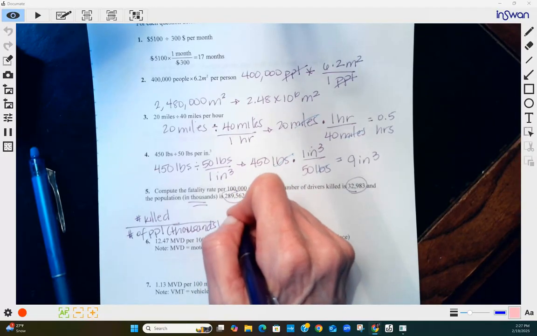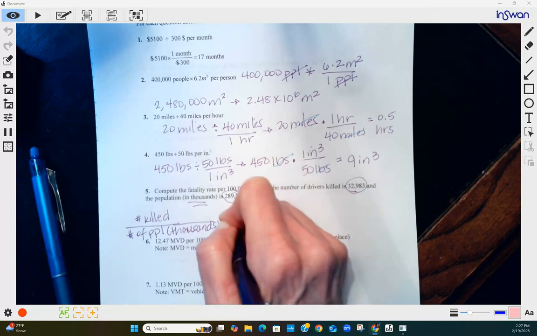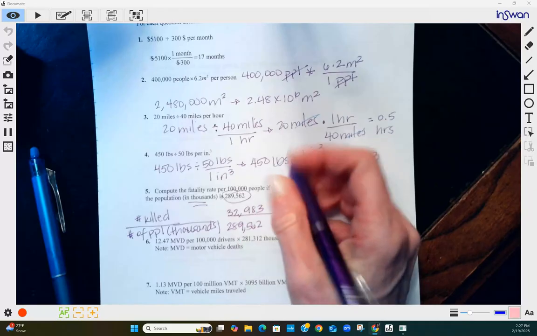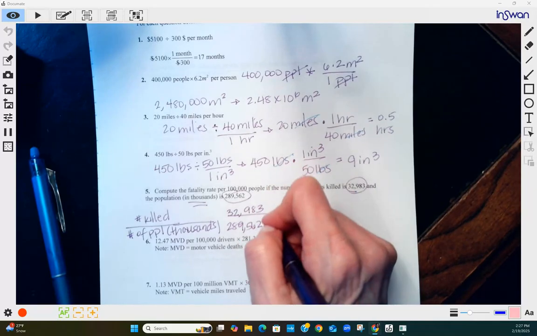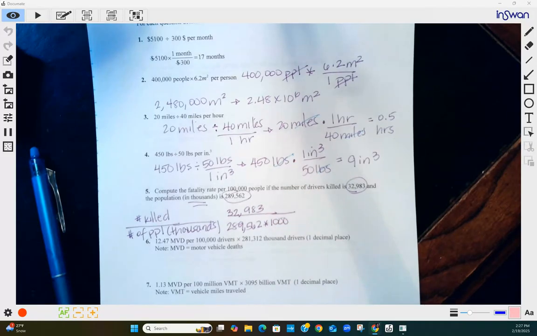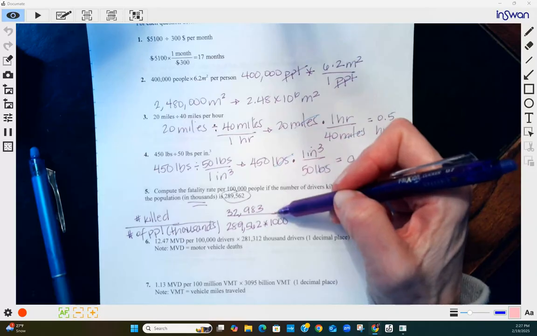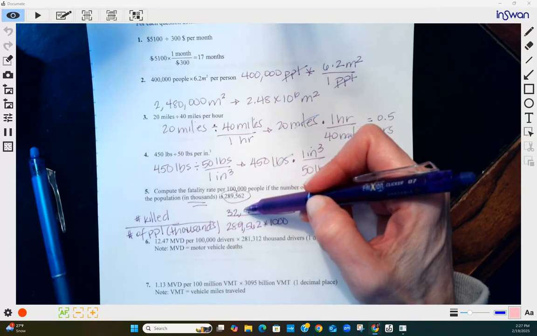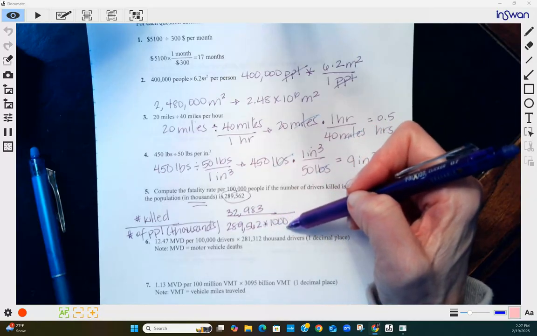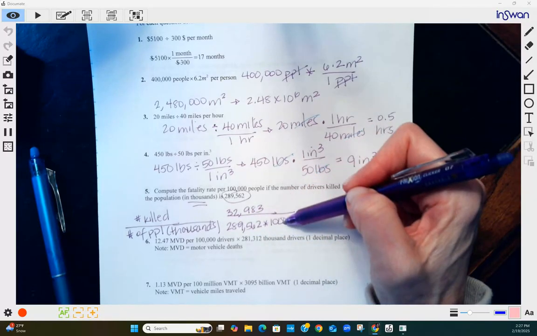Okay, so it's 32,983 divided by 289,562. You can do 10 to the third or just times 1,000. There's not a whole lot of play with scientific notation here because there was nothing to worry about beyond the number they gave us. So in your calculator, it's 32,983 divided by this number with 3 more zeros. If you don't believe me, actually type that in your calculator.